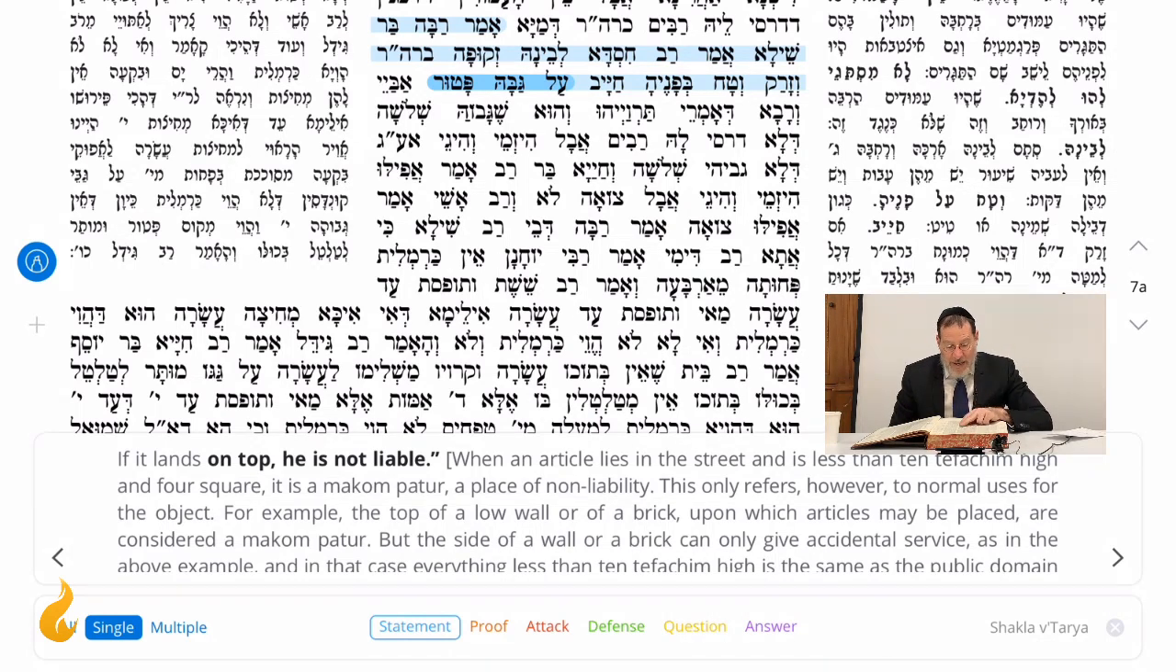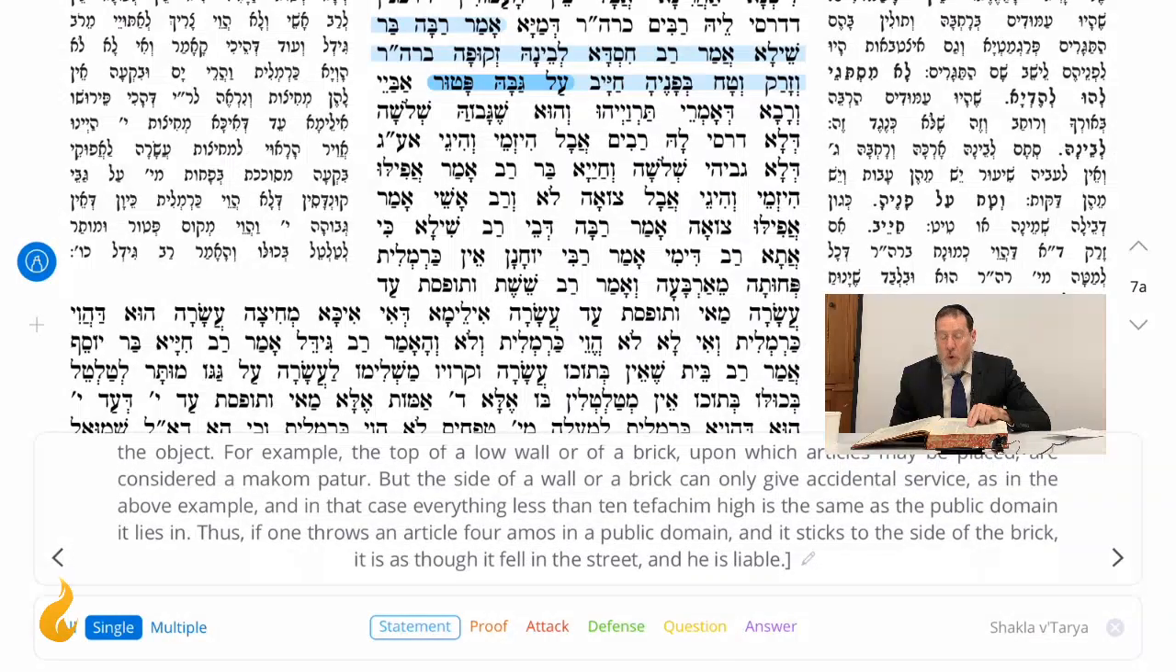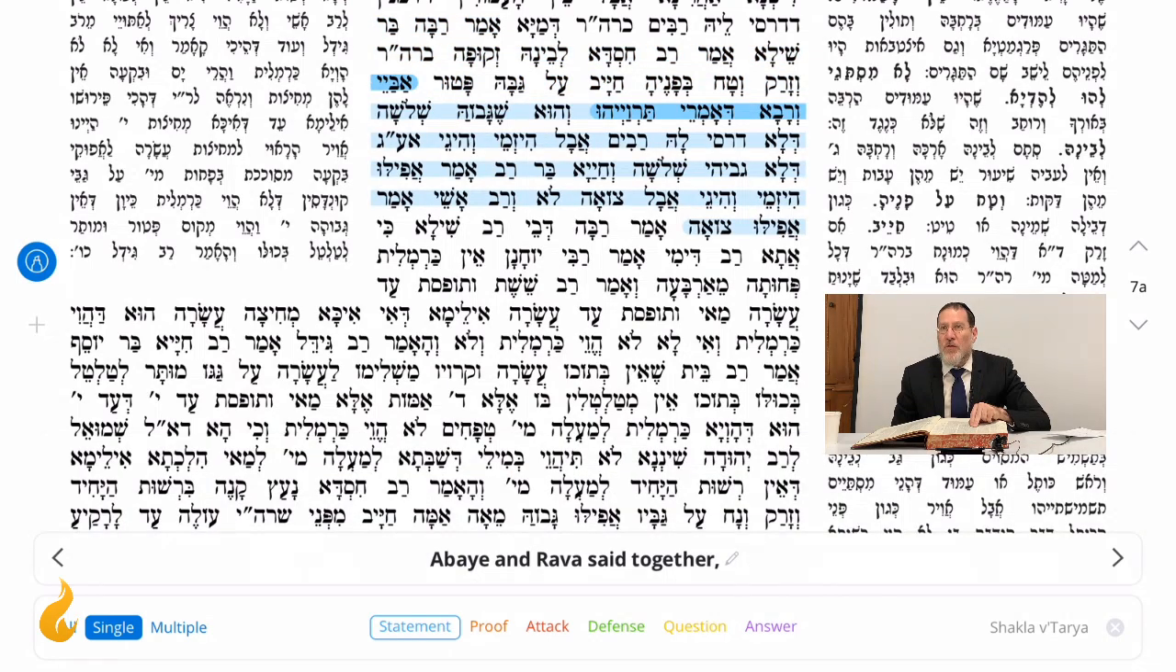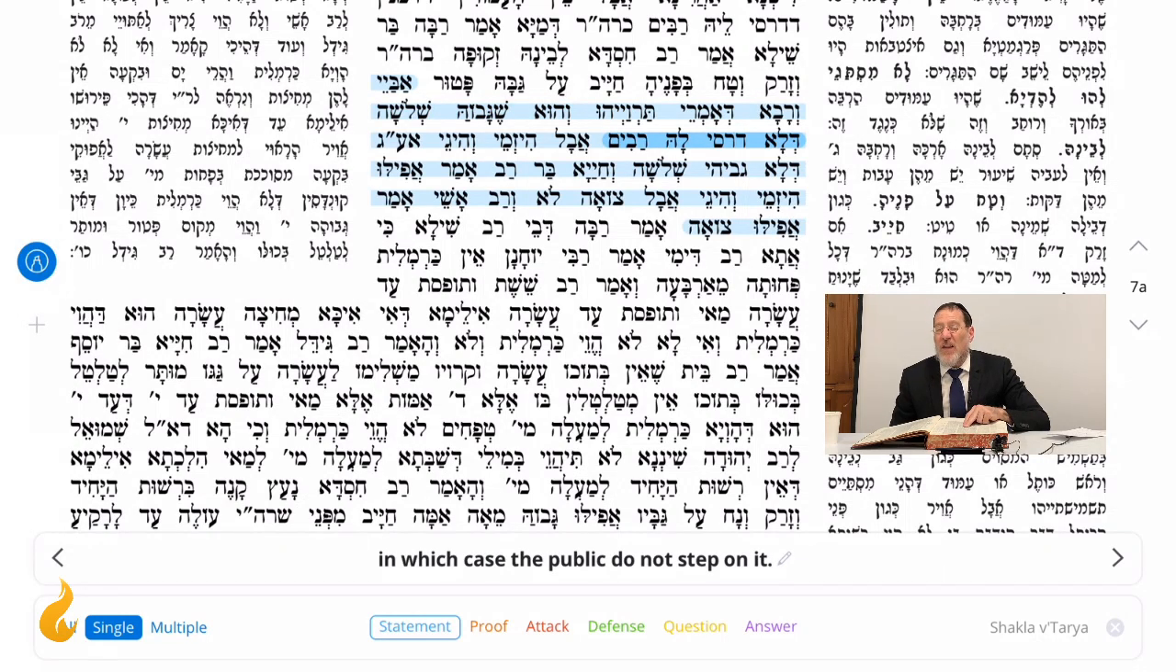Now, Abaye and Rava both said regarding this rule of Rav Chisda, v'hu shegavoha shloisha. That's only if it's 3 tefachim or higher, the loydar sebei rabim. But if it would land, if its thickness and therefore its height would be less than 3, even though it landed on the top, even though the top doesn't have 4 by 4, it's already considered as if it landed on the ground.